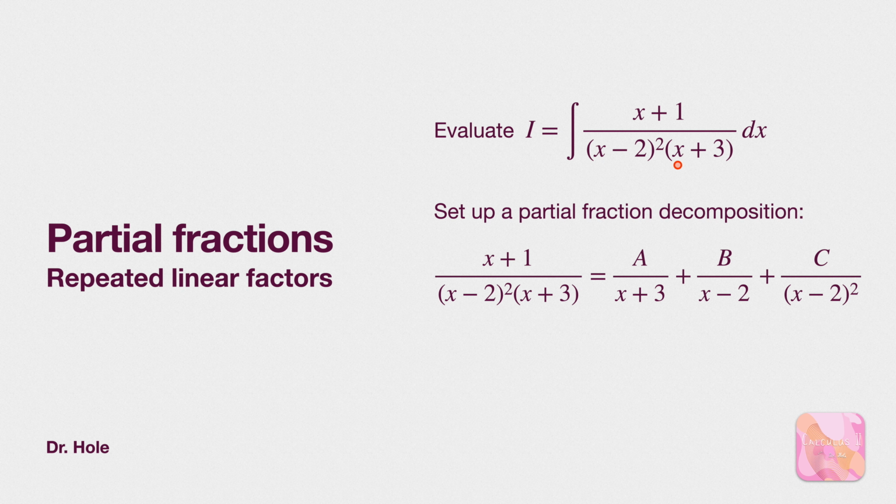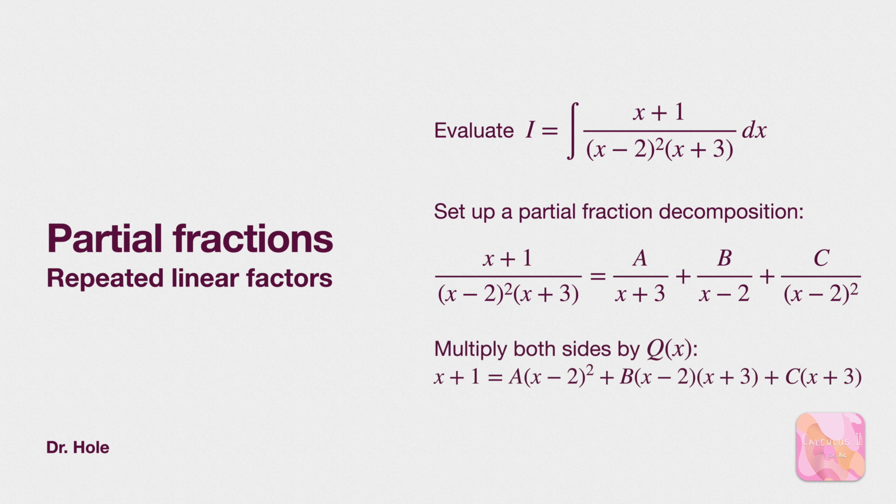So for example, if our q was actually degree 4, x minus 2 quantity cubed, for example, we would need to add in a fourth term in our partial fraction decomposition, which would be d over x minus 2 raised to the third. Okay, good. So this is the form of the partial fraction decomposition, and we now want to find a, b, and c.